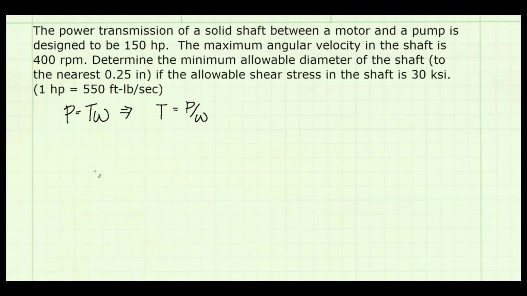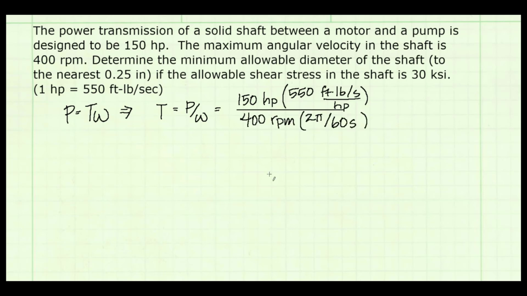Here is the power equation. I'm going to rewrite it to solve for the torque in the shaft. The power is 150 horsepower. We will multiply it by 550 to convert it to foot-pounds per second. Omega, the angular velocity, is 400 RPM, or revolutions per minute. We convert it to radians per second by multiplying by 2 pi over 60 seconds. Solving for torque, it is 1969.5 foot-pounds.